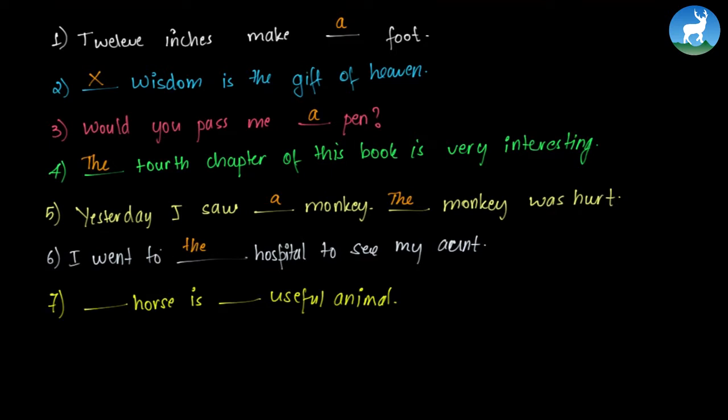The horse is a useful animal. So you're specifying a group of animals. Horse, you are pointing to the horse, and you are defining the kind, the type of the animal. So you say the horse is a useful animal.